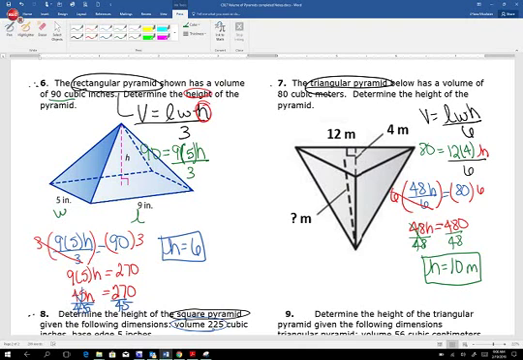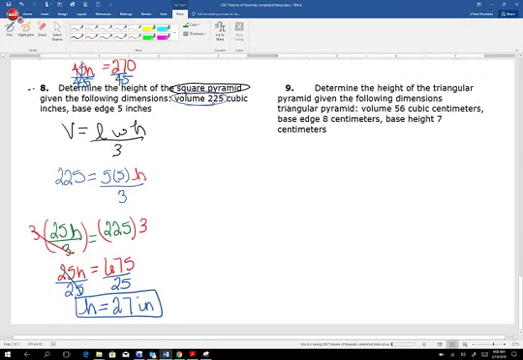Let's take a look at number 9. Number 9 says to determine the height of a triangular pyramid given the following dimensions. The volume is 56, the base edge is 8, the base height is 7. So I know that this says base and height, but it's kind of the same thing as length and width. So the formula is volume equals length times width times height divided by 3.